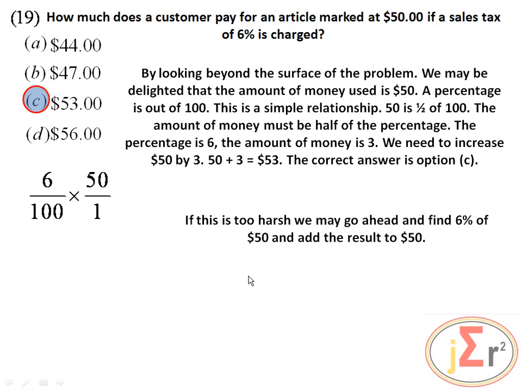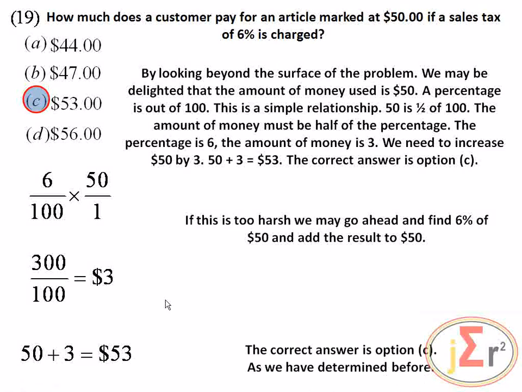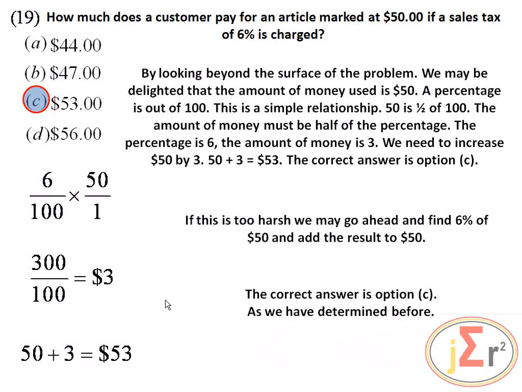6% of 50, what do we have? 300 to divide by 100. 6 times 5 is 30, and another 0. So 6 times 50 is 300. Divided by 100, we get 3. Then we add that to 50, we get 53. The correct answer is option C, as we have determined before.